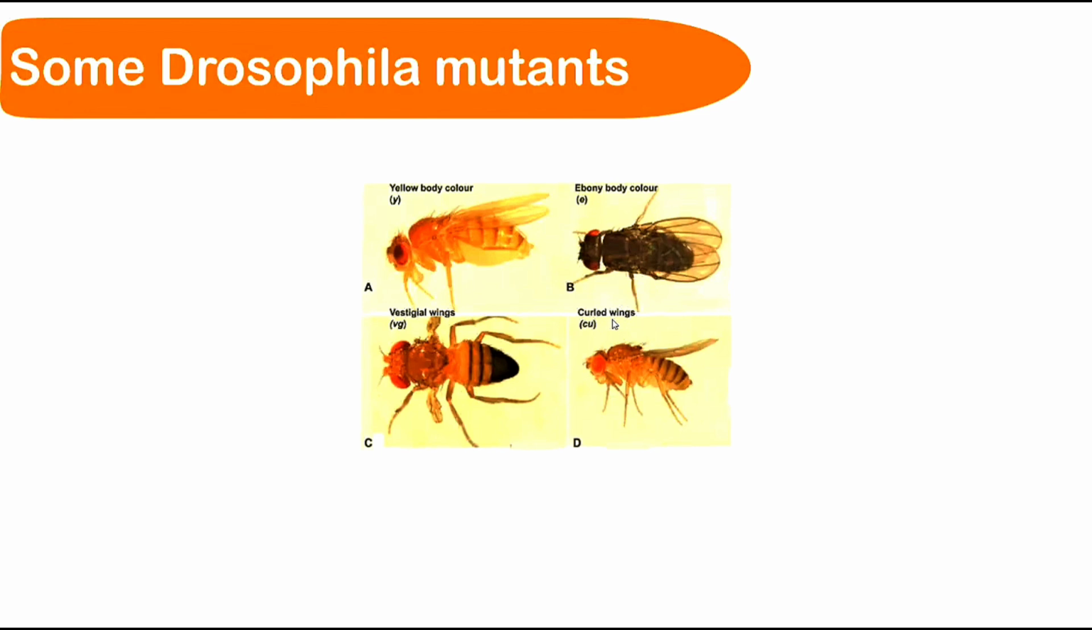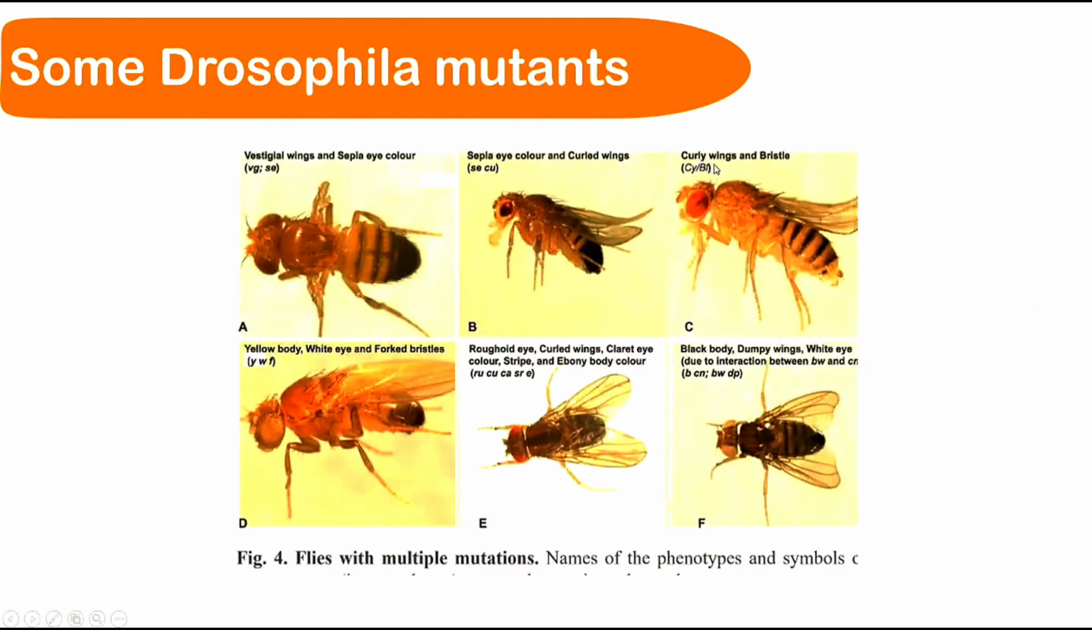Extent, but there is a small variation that you will see in future. You see this curly wing and with bristles. So this is sepia eye color with curled wing. So curly wing and curled wing are two different varieties of mutations. Here you see that there are vestigial wings also, but sepia color eye also. So this is called a double mutant.